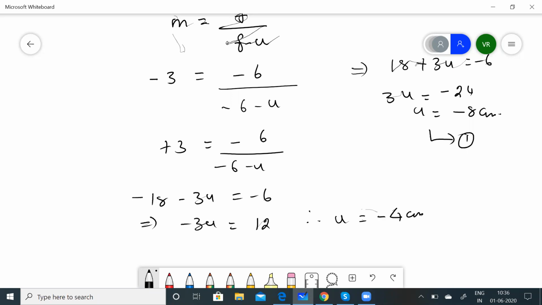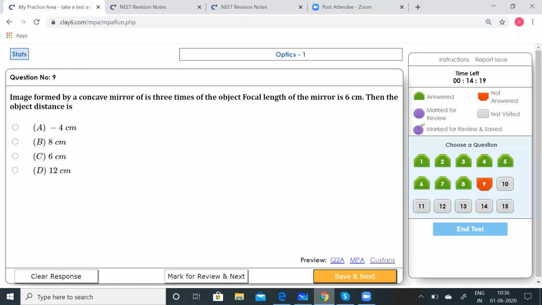Let's see which option is correct. So option A, minus 4 centimeters is correct. So let's take that.